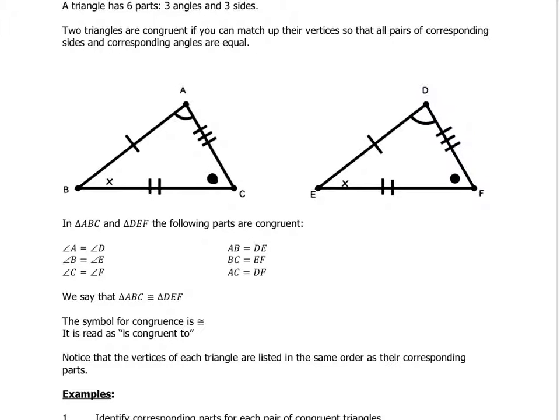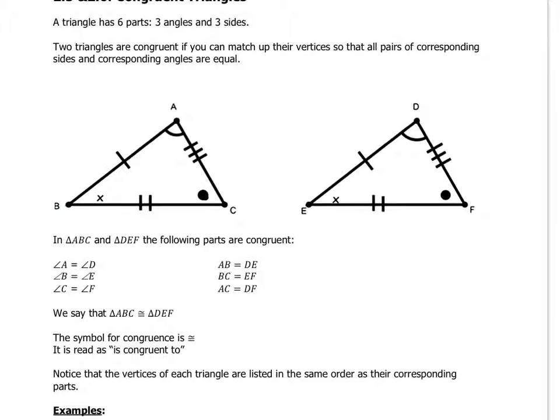So if I had to name the first triangle in the order BCA, then I'd have to list the vertices of the second triangle in the order: B matches up with E, so E should be named first in the second triangle. C matches up with F, they both had the same markings on them, so that means they're both the same measure. And A matches with D. So there's a bunch of different ways you can write it, but you just got to make sure that the corresponding angles and sides match up.